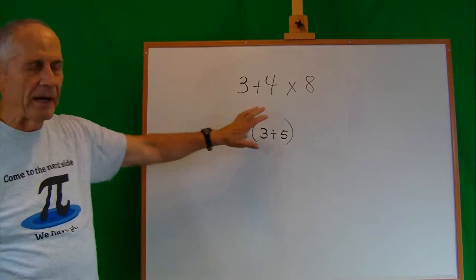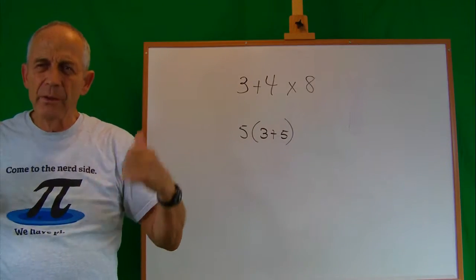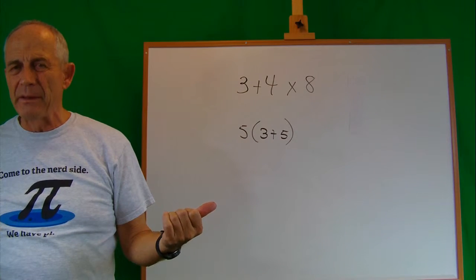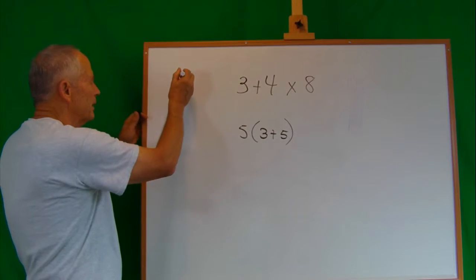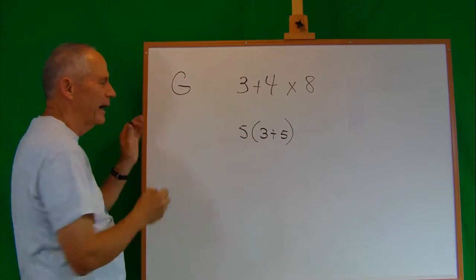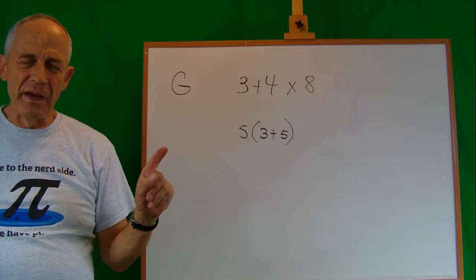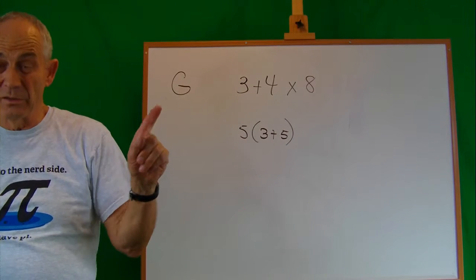I'm multiplying 5 times this group. Well, it just makes sense to our brain. We better find out what's in that group before we multiply it by the 5. So the first thing we do when we're dealing with numbers is we take care of any grouping symbols, and we're going to write a G there to remind us grouping symbols, because it starts with G.